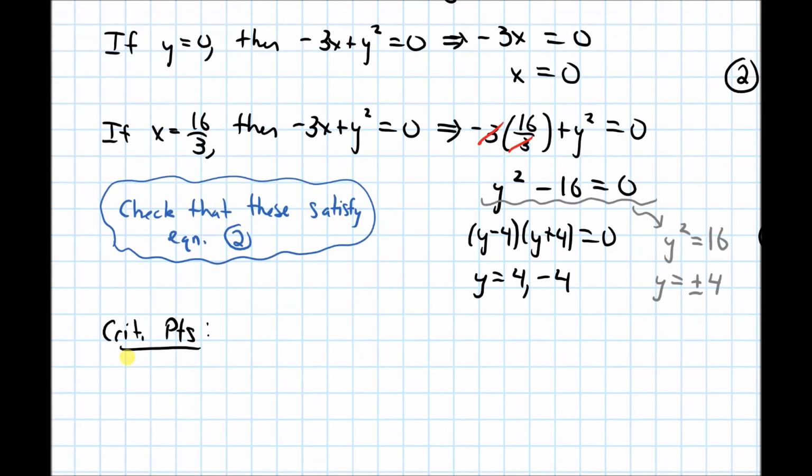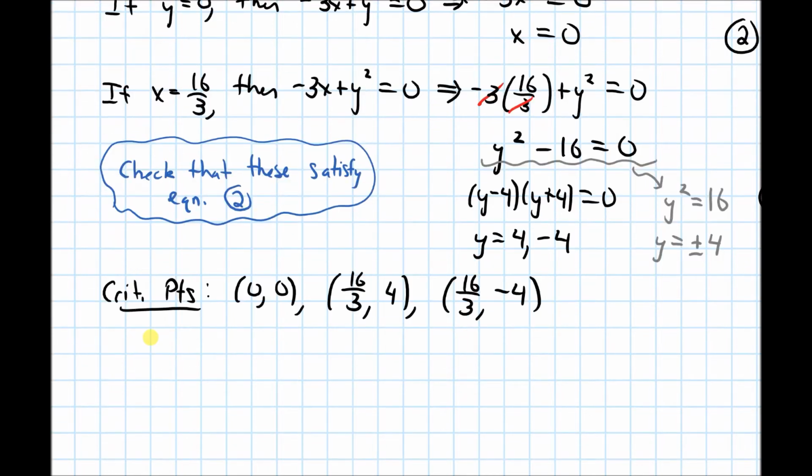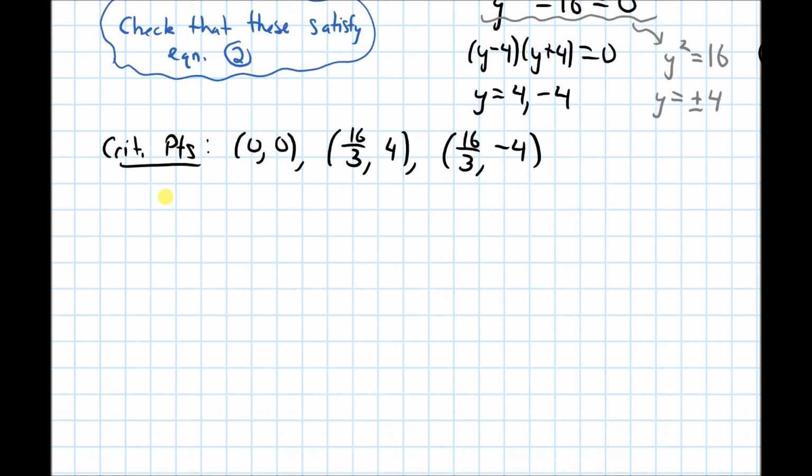So the one that we had first was x was 0 and y was 0. And the one we had second, well, when x is 16 over 3, there were two possibilities. y could be 4 or y could be negative 4. So overall, we are getting 3 critical points. All right, so next we are ready for the Hessian.